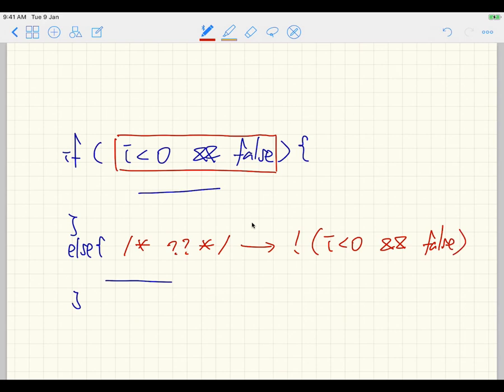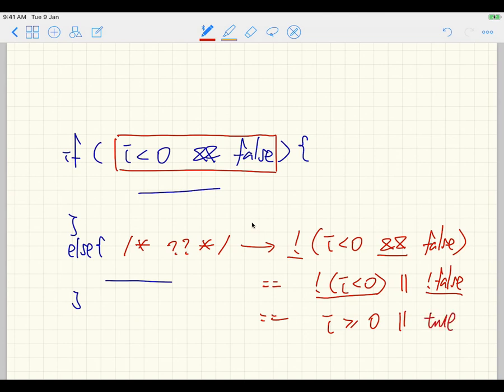Okay? So now let's try to apply our law for the conjunction, right? If I say it is not the case that the conjunction is true, that means either the left-hand side is false or the right-hand side is false. It's equivalent to either it is not the case I less than 0 or, remember, changed from and to or, it is not the case false. Okay, so now for this part, we can easily simplify that. It would just be I larger than or equal to 0, or this part here, not false, will just give you true.